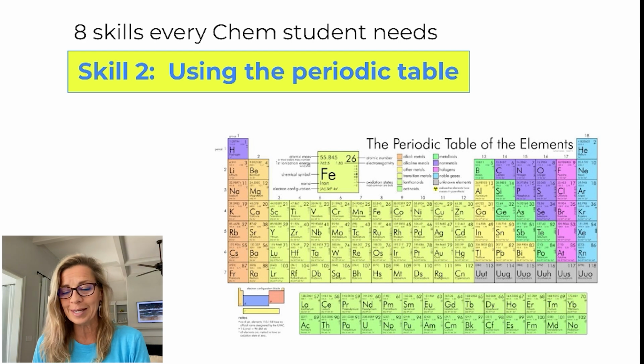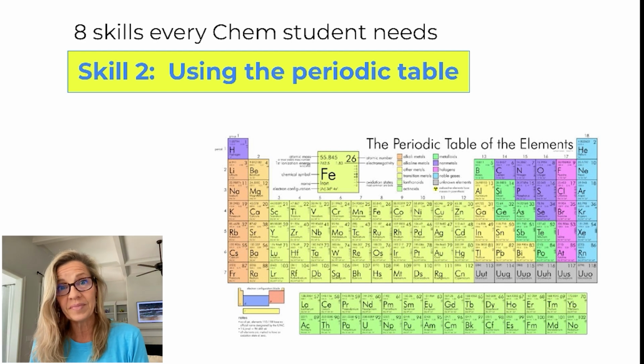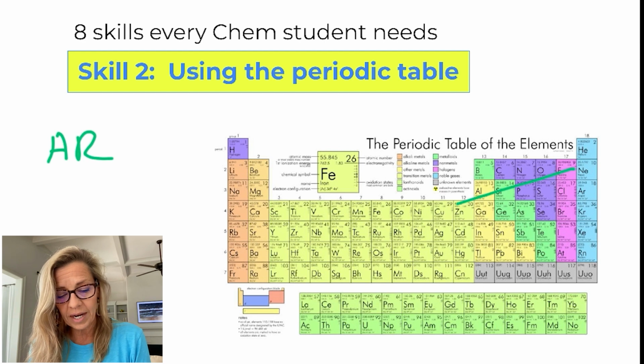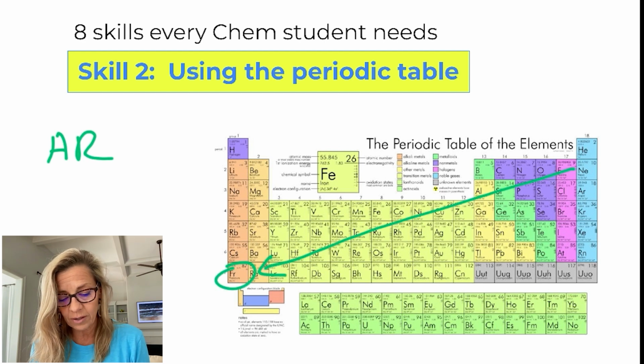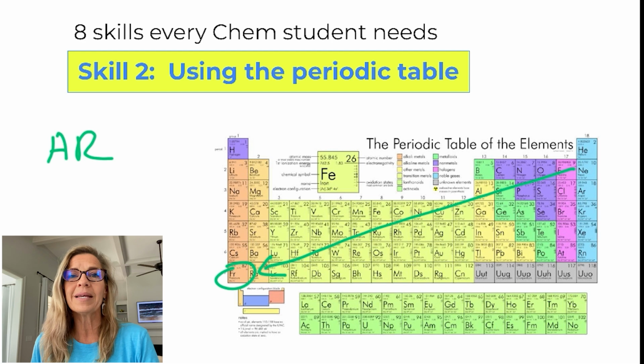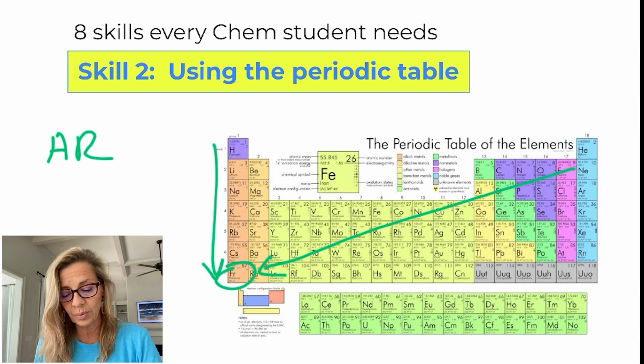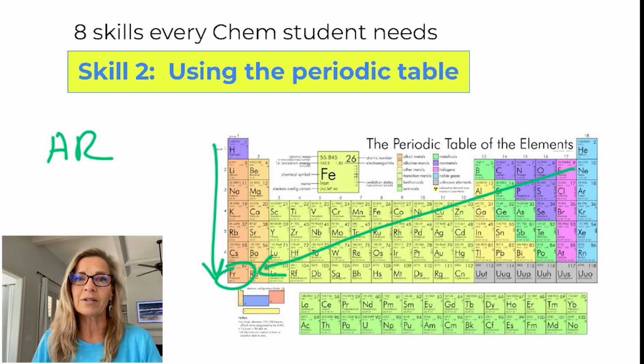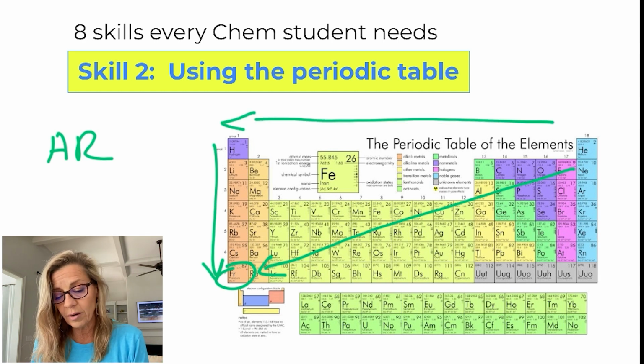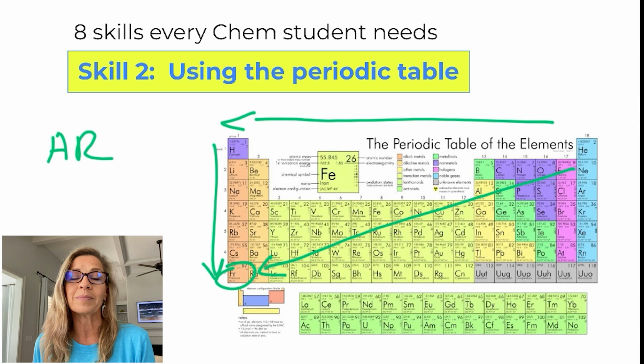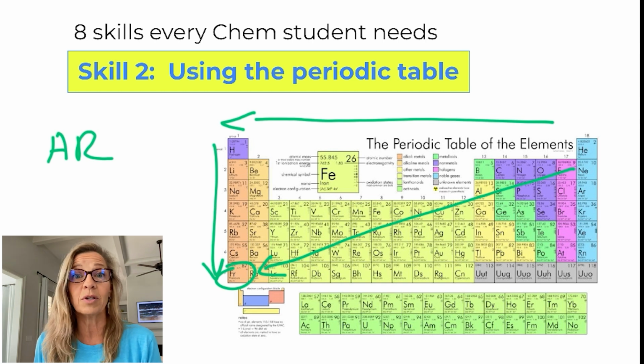Trends, periodic trends. Okay, one of the big trends would be atomic radius. And radius is going to increase down toward francium. Francium is the largest element. And so as we go down a group, they get larger because we're adding another energy level. And then as we go to the left, they're going to get larger. And it has to do with effective nuclear charge.